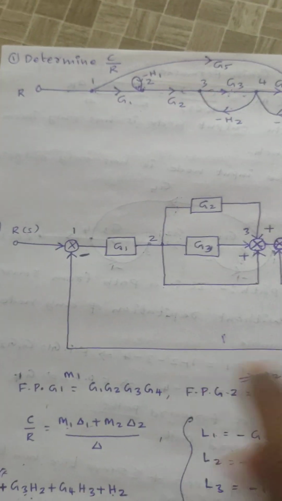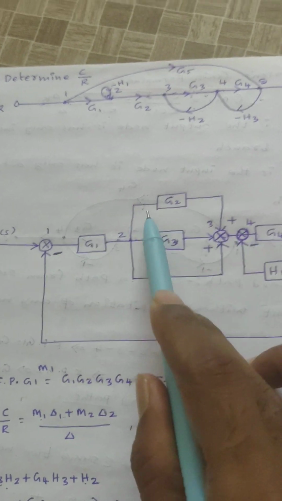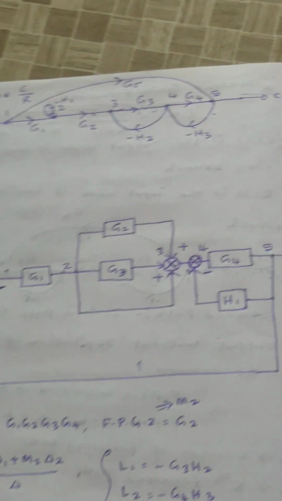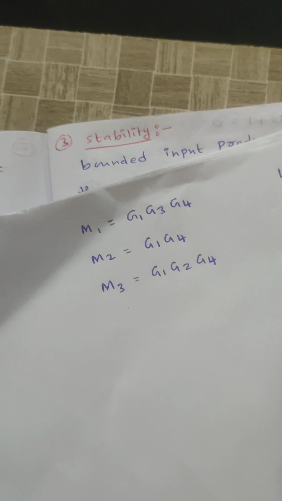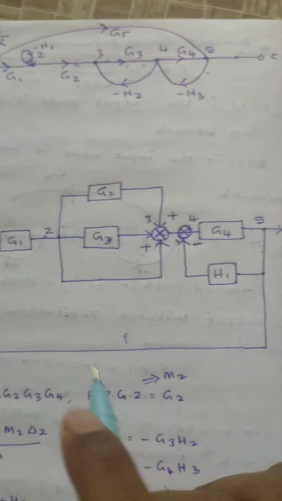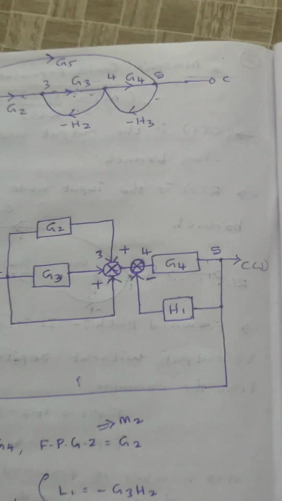Next, see here, G1 to G2 to G4 with minus 1 is another loop gain, that is the third loop. Loop 3 is minus G1, G2, G4, with minus 1.